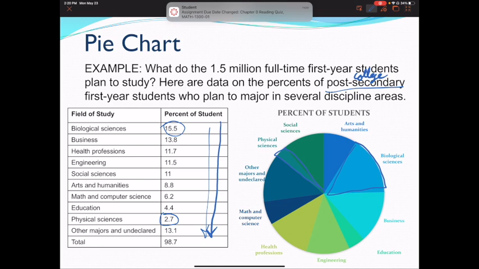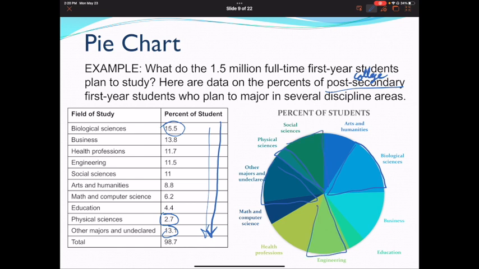Now this is great, but it's sometimes hard to see which is the biggest, right? Is biological sciences really that much bigger than others? Yeah, it is, but it's hard to visualize that. Is social sciences that much different than engineering? Well, if I look at this table, oh yeah, I can see that there's a difference, but it's hard to tell from this visual. And that's when a bar graph could be more beneficial.